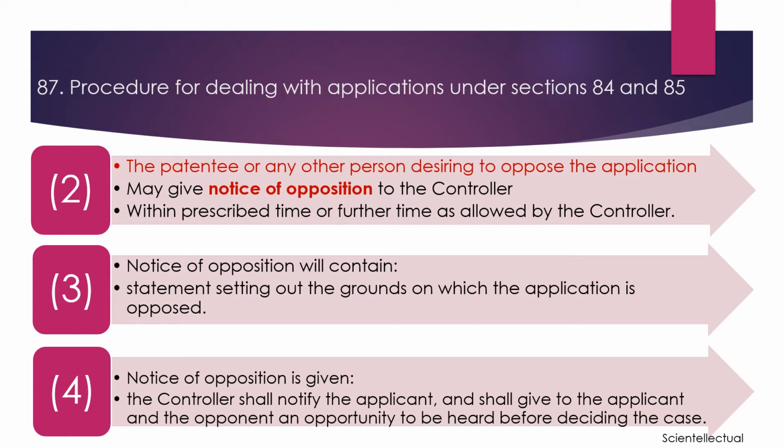Subsection 4. If the notice of opposition is given, then the controller shall notify the applicant, that is, the person who made the application for compulsory license, and the patentee is the patent holder of that invention. The controller shall notify the applicant and shall give the applicant and the opponent an opportunity to be heard. That is, both of them will be called for hearing before the controller decides the case.